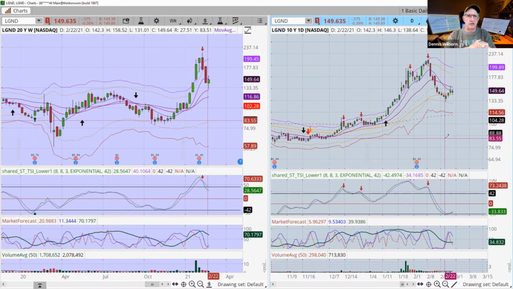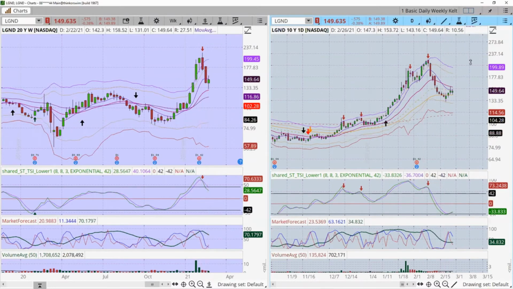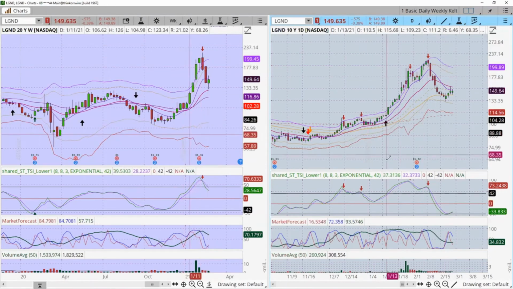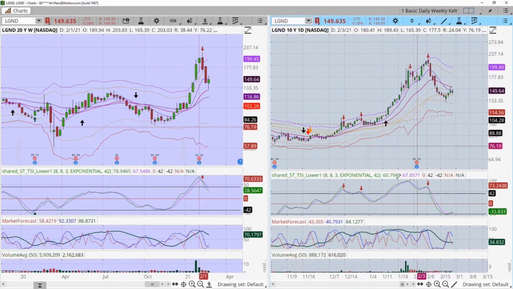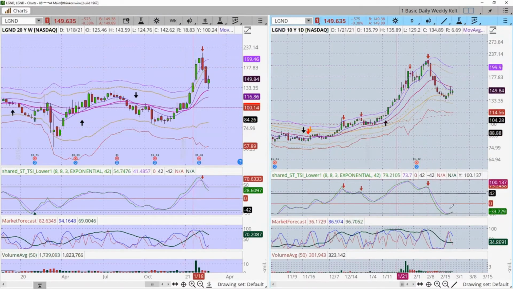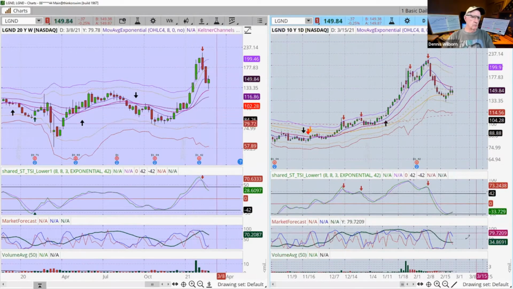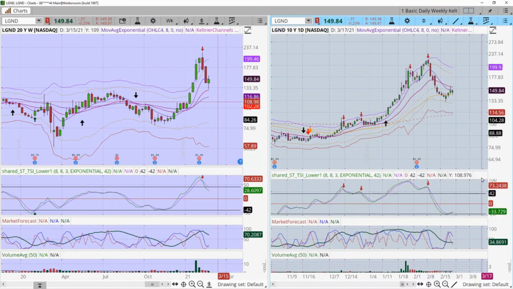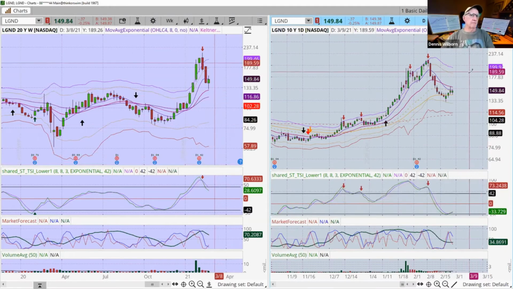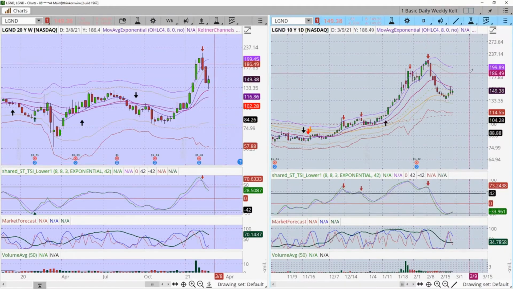So tell me about LGND. It's Ligand. It's been in a nice trend. We're in a very nice pullback, and it's an area where it's starting to give me some indication that momentum is turning back to the upside. So I'm interested in taking a long trade in Ligand, but I wouldn't do it today. I'd like to get more information about what the overall market is going to be doing.